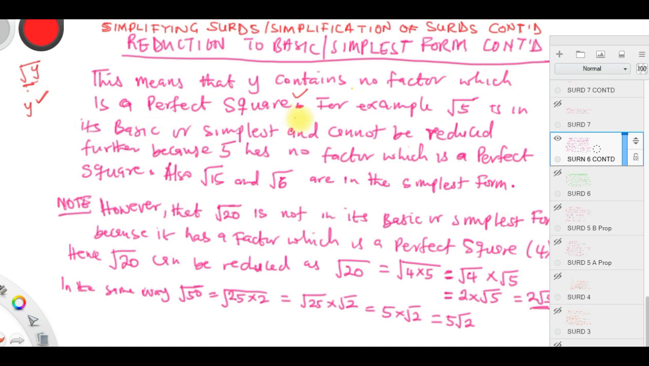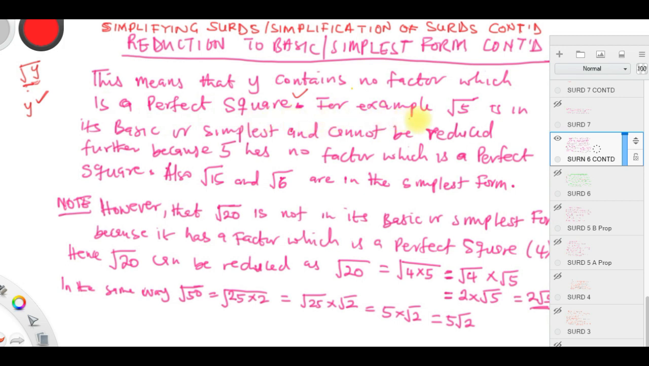So whenever you are given a set to simplify, we always look for perfect squares that are factors of the number under the square root sign. That is the clue. Whenever you are simplifying sets, that's what you look for: a factor of the number under the square root sign which is a perfect square, so that the perfect square can come out of the square root sign, and the given set will be simplified completely.